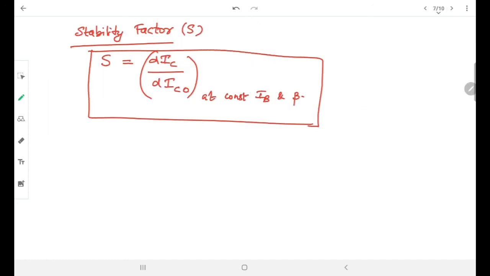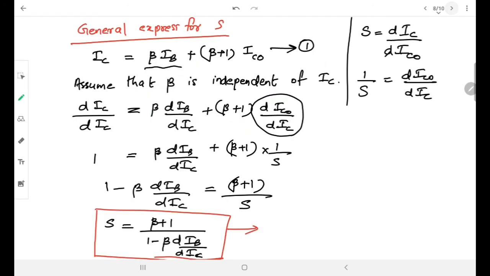So, how can we measure stabilization? It is measured using the stability factor. Stability factor S is the ratio of change in collector current to the change in collector leakage current at constant IB and beta. So we have derived a general expression for S. It is S is equal to beta plus 1 by 1 minus beta DIB by DIC. Using this we can discuss biasing circuits in the next session.